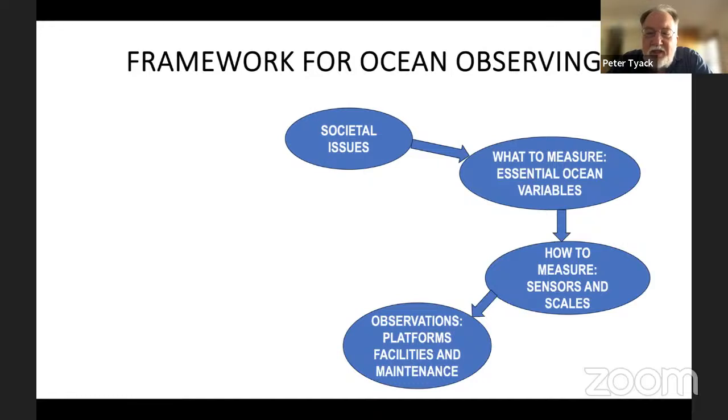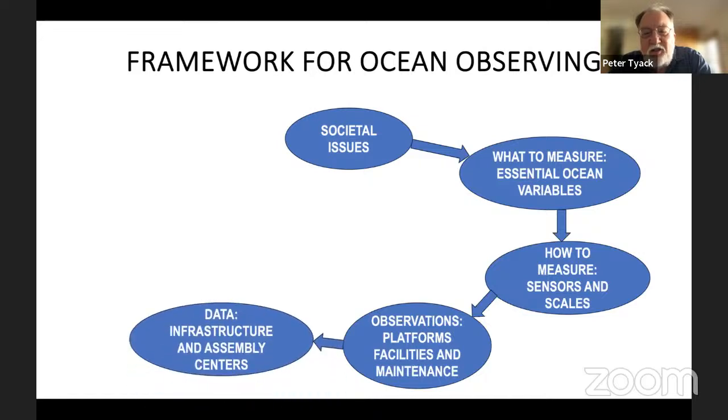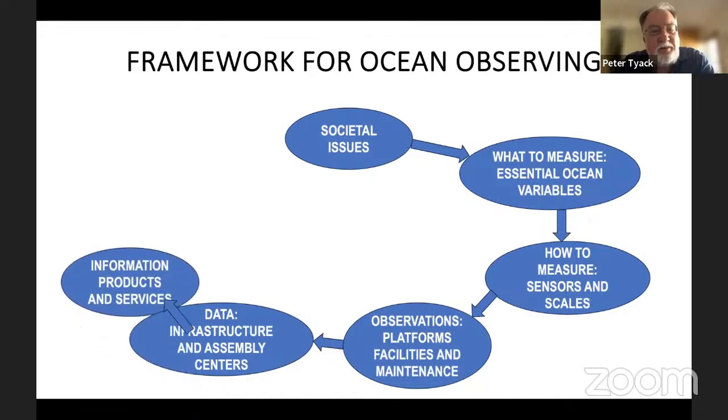Once you think about sensors and scales, you need to get practical about how you make the observations. What platforms do you use? What facilities are required, and how should they be maintained? Again, think about the weather system. There's an enormous infrastructure for this. This is also needed for ocean observation. And as you collect the data, you need to worry about the data infrastructure and assembly centers. A key element about the global ocean observing system is the data should be freely accessible globally to anybody in as close to real time as possible. And this is a challenging data management requirement.